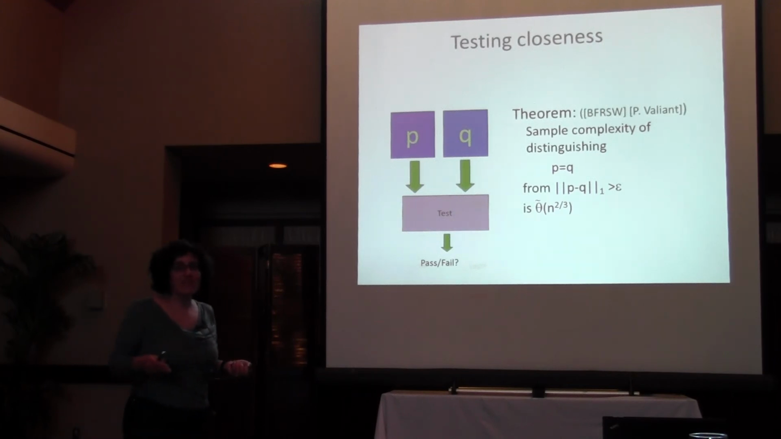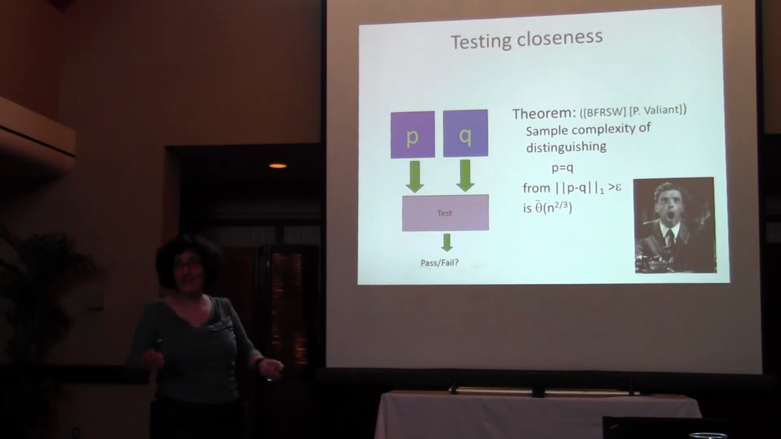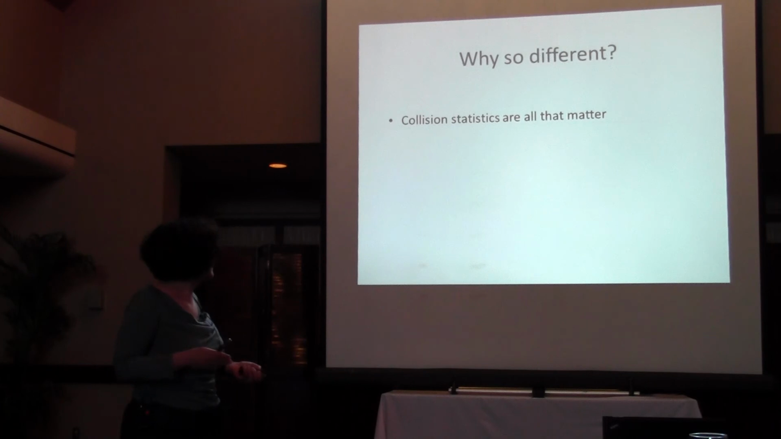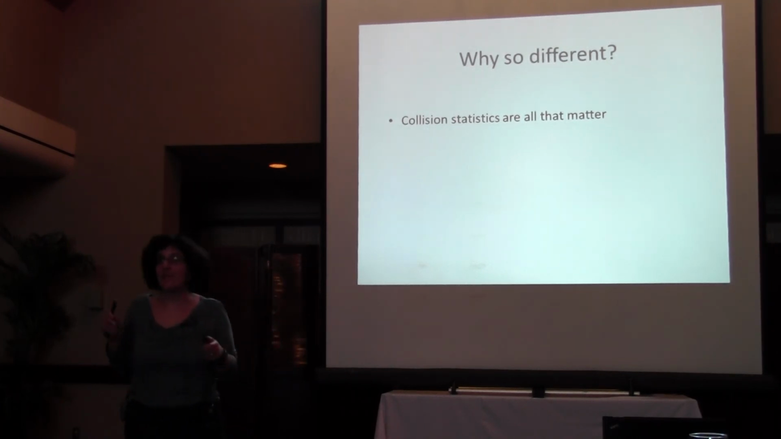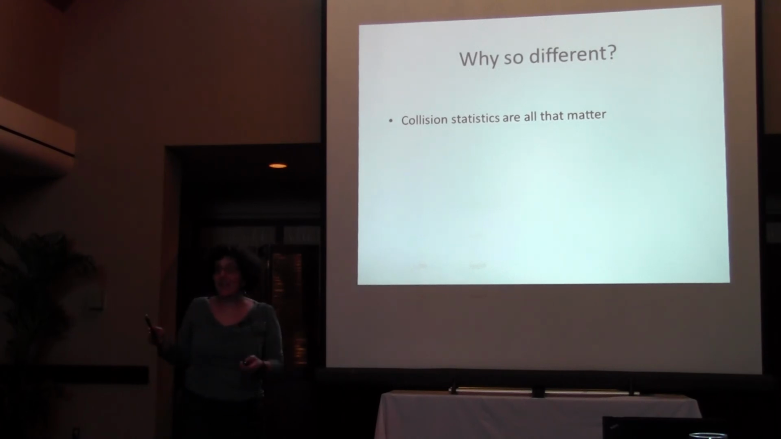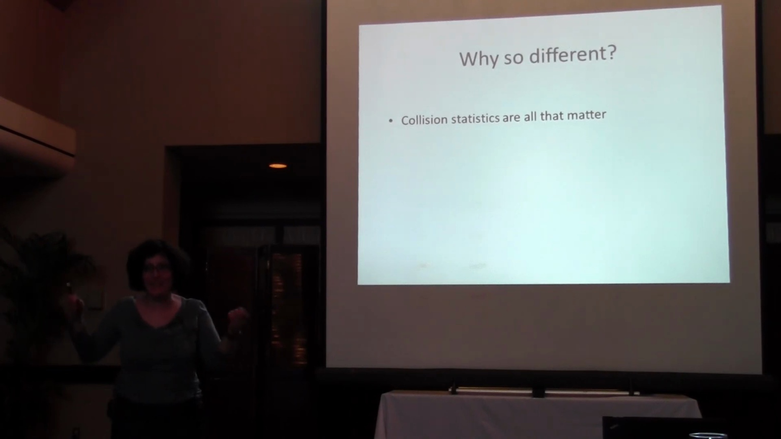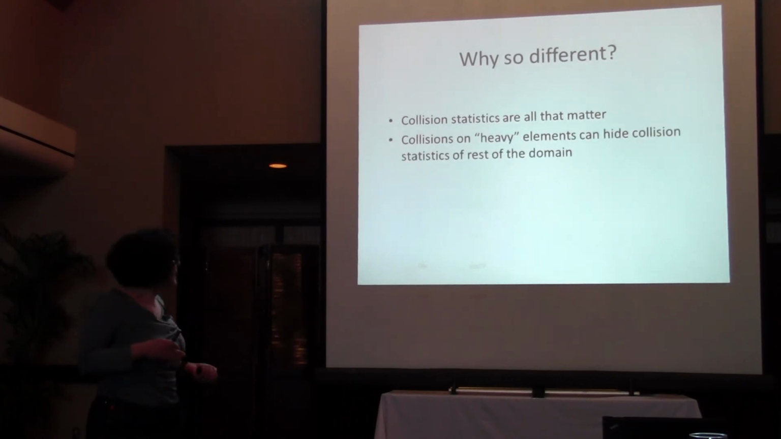And why should it be so much different? First I should say we were shocked. We did not expect this, but that's what happened. Let me try to explain at a high level why it should be different. We already saw that collision statistics are really all that matter, because otherwise you can just randomly relabel. The names can't matter because you can randomly relabel the names and the algorithm still needs to work, so it can't depend on the names. But collision statistics are really all that matter.